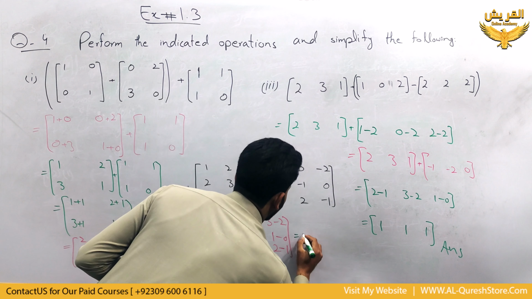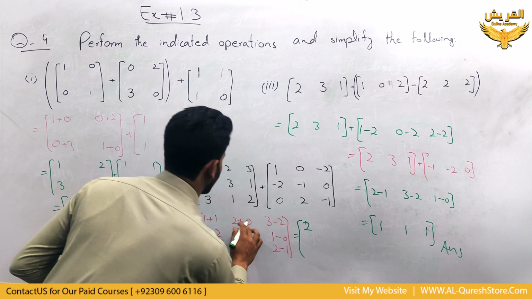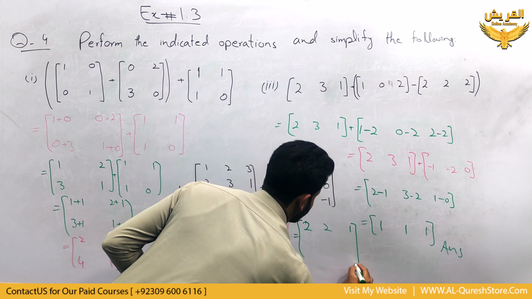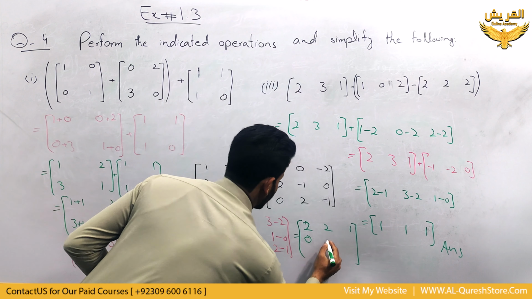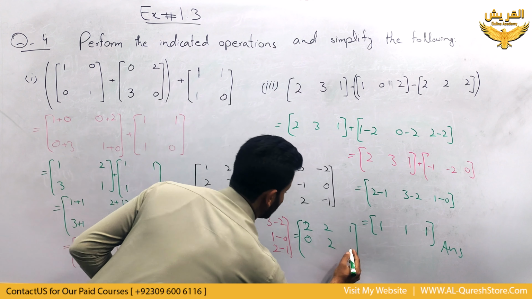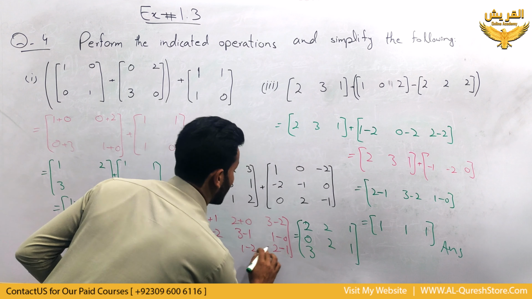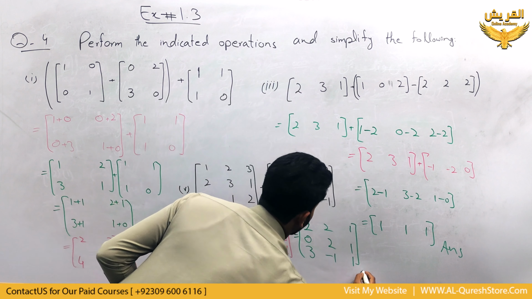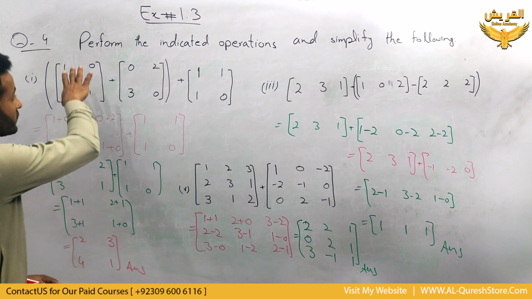By solving this part, 1 plus 1 is equal to 2, 2 plus 0, 2, 3 minus 2, 1, 2 minus 2, 0, 3 minus 1, 2, 1 minus 0, 1, 3 minus 0, 3, 1 minus 2, minus 1 and 2 minus 1, 1. This is the answer of this part of the question, fifth part, question number 4.